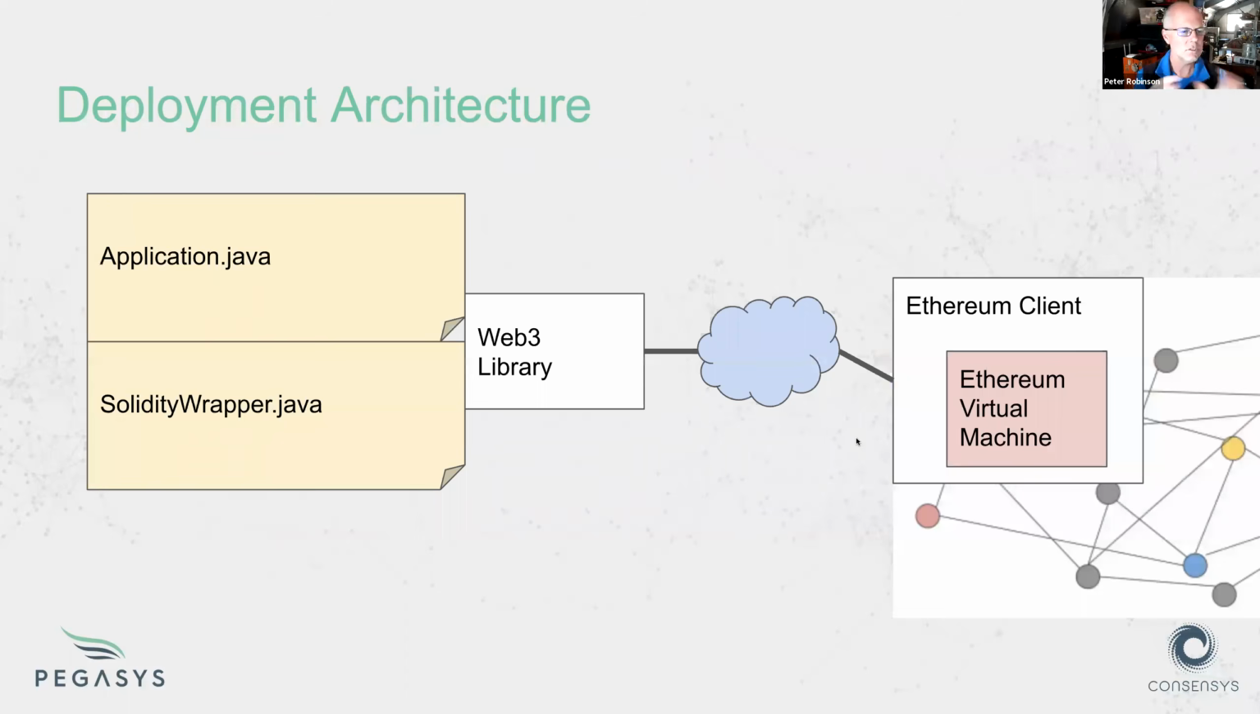And so once you've got your application code and your wrapper code, you use some sort of Web3 library, and that talks to your Solidity code via the internet, and your Solidity code will be running inside the EVM, inside an Ethereum client, inside of the Ethereum network.